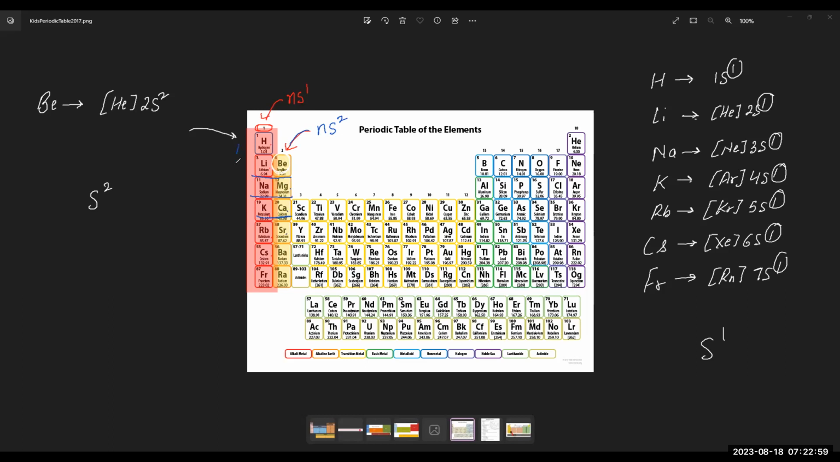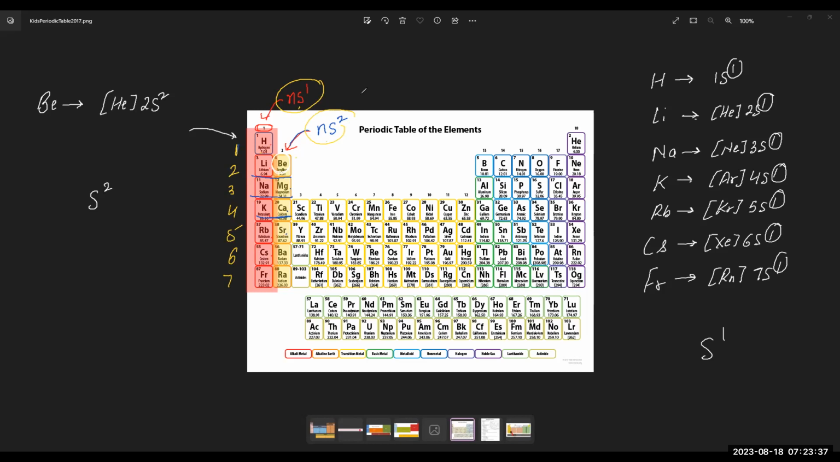Period number 1. Let me use some light color. 1, 2, 3, 4, 5, 6, 7, 5s2, 6s2, 7s2, like this. The general configuration is of the valence shell. Yes, Naisha, in all the groups. We are writing general configurations of the groups, not of the periods. Group number 1 has ns1. Group number 2 has ns2.